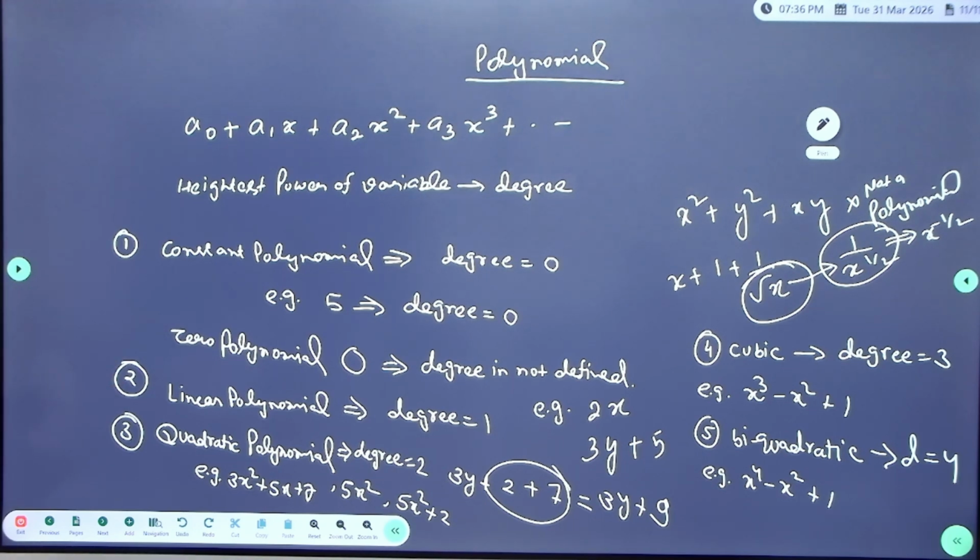Second classification of the polynomial is based on the number of terms. You can note it down. This classification is based on the degree of the polynomial, the highest power of the variable. If degree is equal to 0, it is called constant polynomial. Degree is equal to 1, linear polynomial. Degree is equal to 2, quadratic polynomial. Degree is equal to 3, cubic polynomial. Degree is equal to 4, biquadratic polynomial.